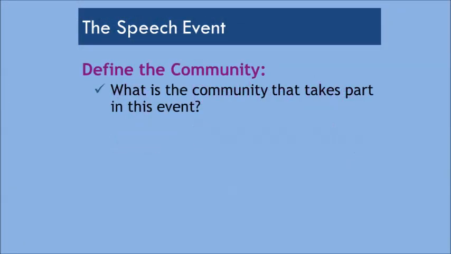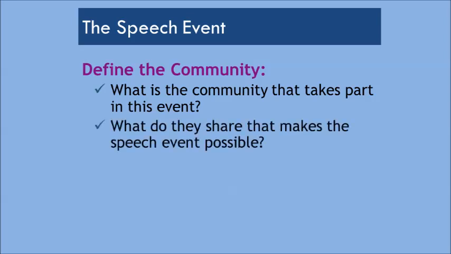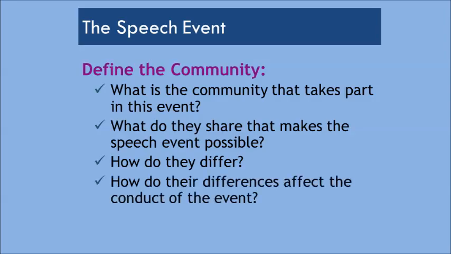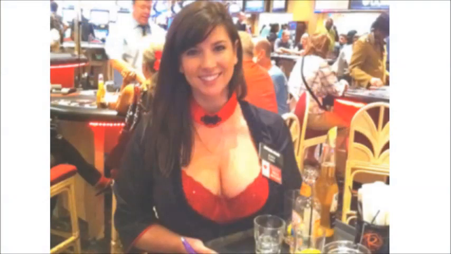Second, define the community. What's the community that takes part in this event? What do they share that makes the speech event even possible? How do they differ? How do their differences affect the conduct of the event? Thus, in How to Ask for a Drink at Brady's Bar, we find 2 key distinctions between customers and servers, but also between males and females. And what's especially interesting is the overlap between the two. Most of the customers are males, most of the servers are females. And these distinctions are especially salient for how people speak. Among the Subanen, however, drinking is mostly between age mates of the same sex.